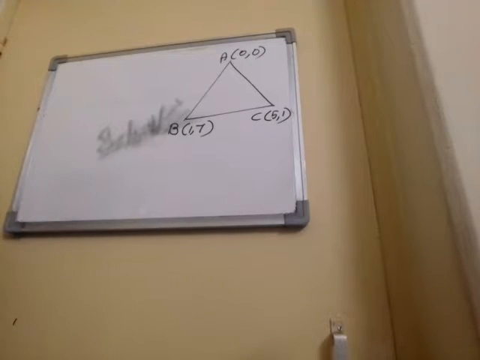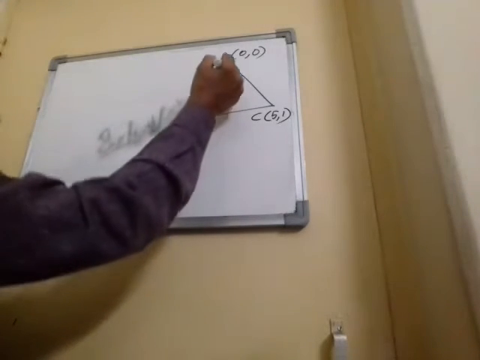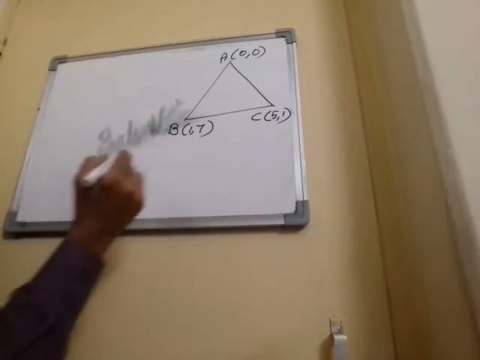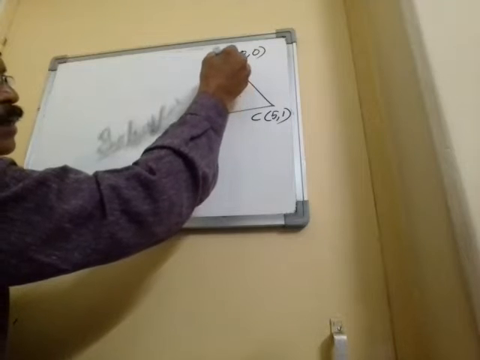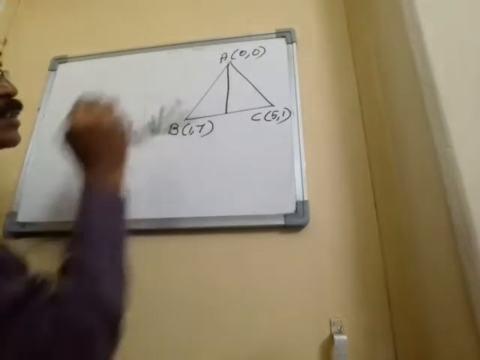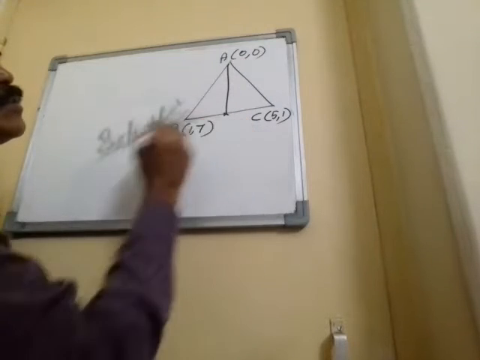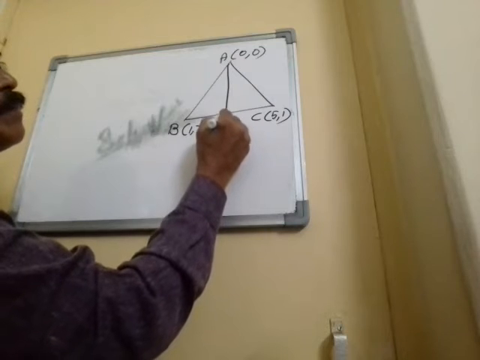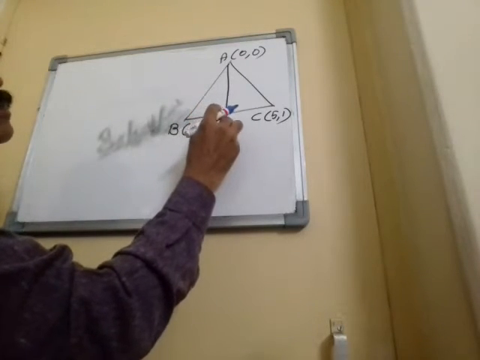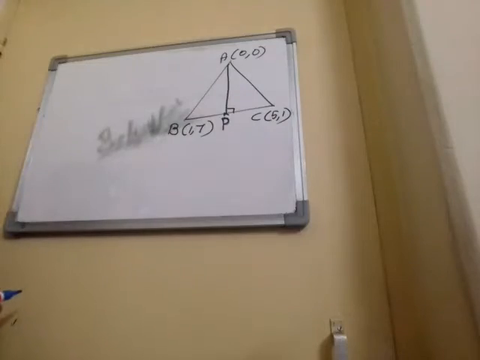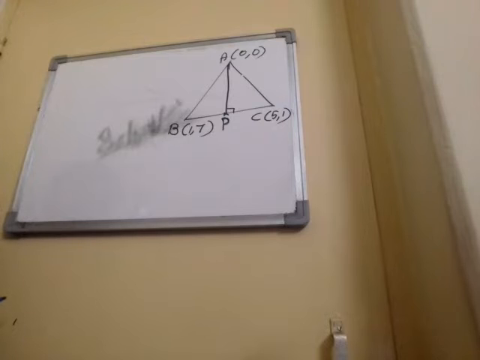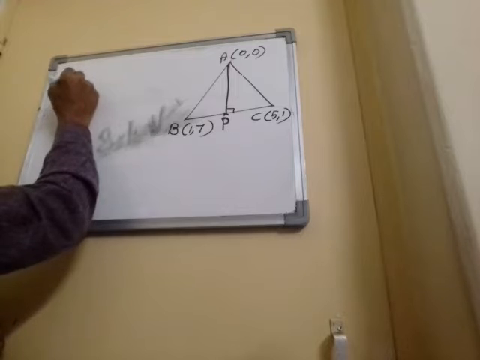See the next question. A triangle is given with the vertices A(0, 0), B(1, 7) and C(5, 1). Find the perpendicular distance from the point A(0, 0) to the side BC. So I am taking AP as the perpendicular distance to BC from A. So for this, first we have to calculate the line BC, that is equation of BC. For that we need slope of BC.